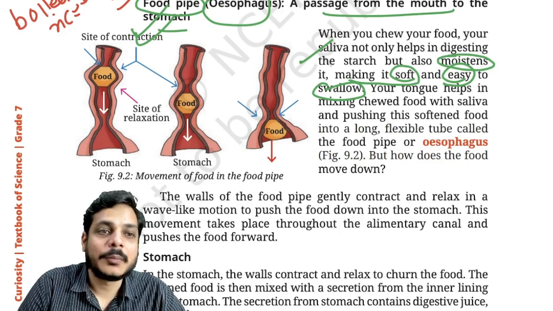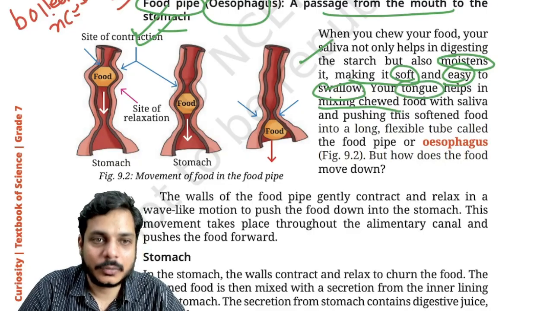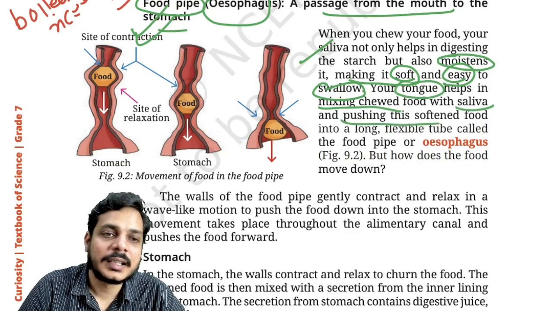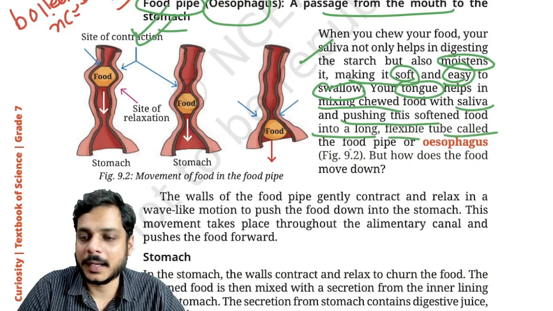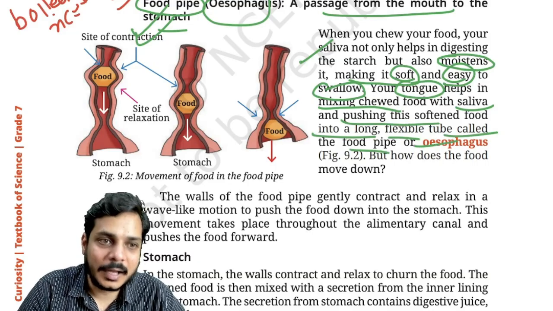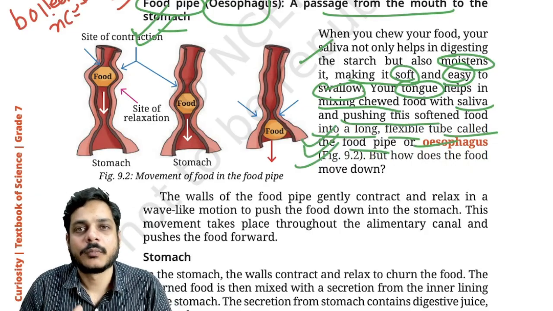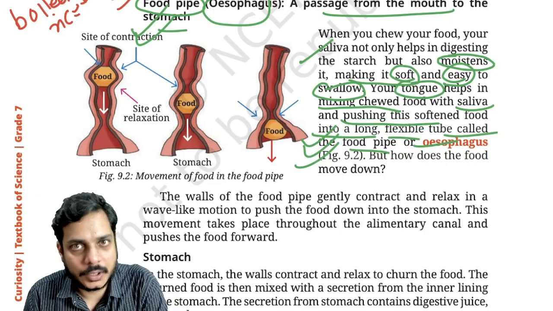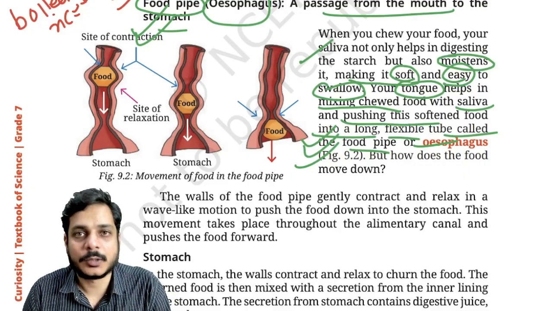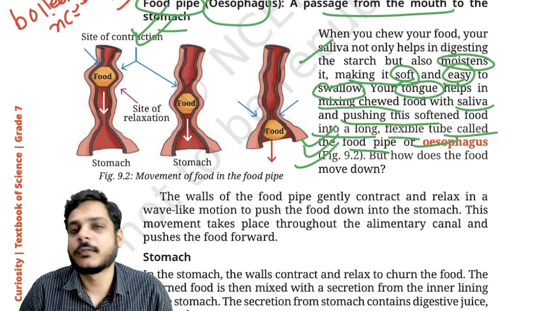Your tongue helps in mixing chewed food. The use of the tongue is that it mixes the food with saliva and pushes this softened food into a long, flexible tube called the food pipe or the esophagus. This is how it moves. The tongue mixes the food with saliva so that starch gets converted into sugar. And because it is moistened by the saliva, it is also ready to go inside the food pipe.